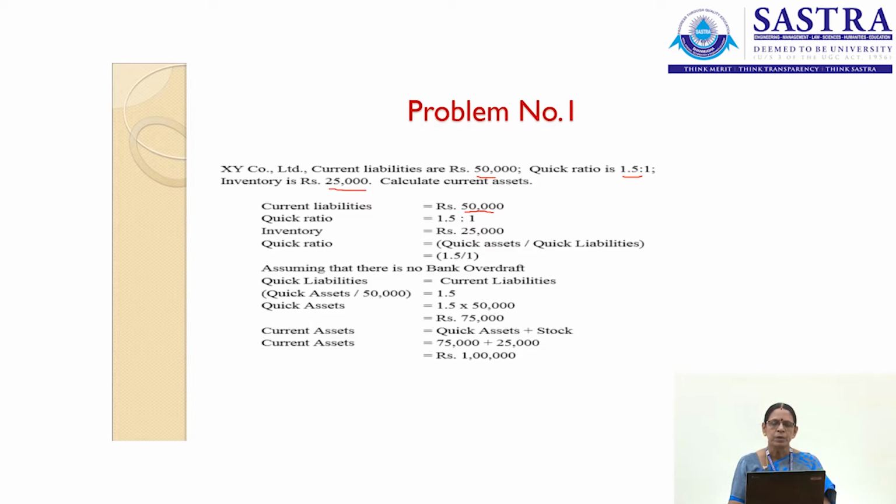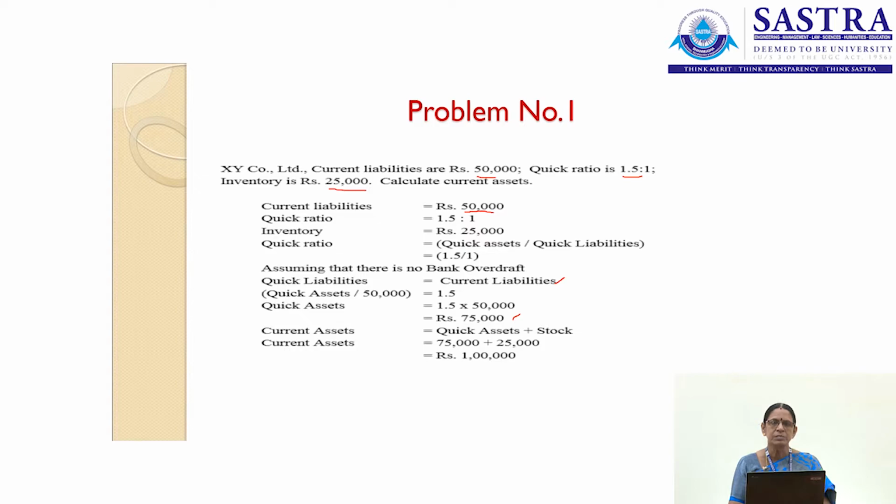Quick ratio is quick assets divided by quick liabilities. If no information is given for the bank overdraft, we take quick liabilities on par with current liabilities. Quick liabilities is equal to current liabilities. What is your quick ratio now? 1.5. Quick assets divided by 50,000 is equal to 1.5. Now bring this right hand side to the left hand side. We have quick assets is equal to 1.5 into 50,000. That is your 75,000 rupees.